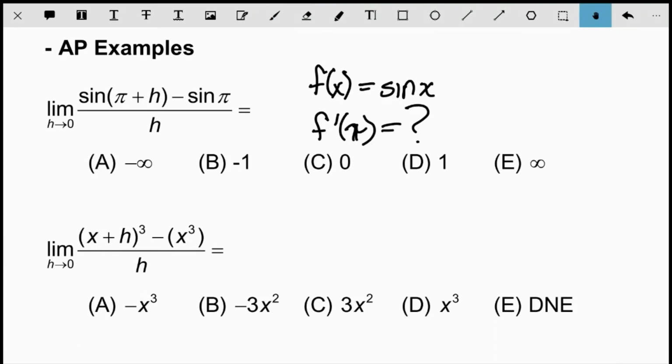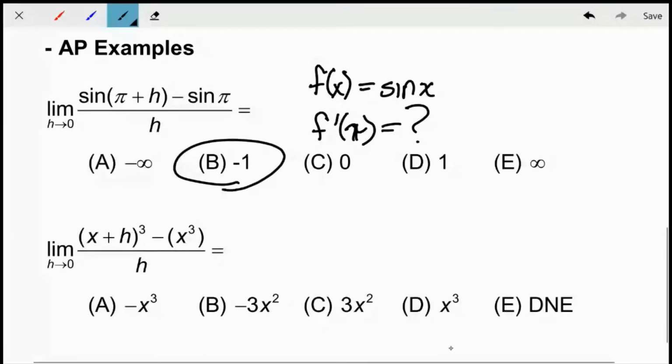I don't need you to be able to solve it right now, but I need you to be able to understand what the limit says. Knowing that that's the case, we're going to do this in a couple of weeks. The derivative of sine is cosine. The cosine of pi would be negative 1. So this one turns out to have a value of negative 1.